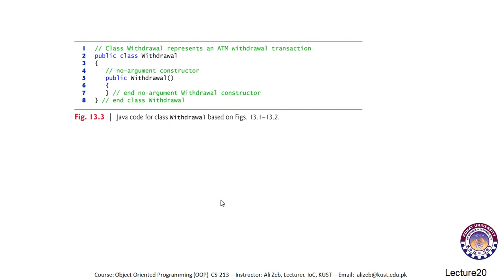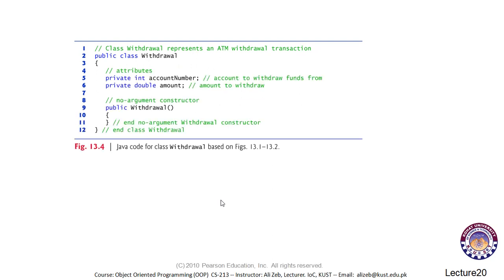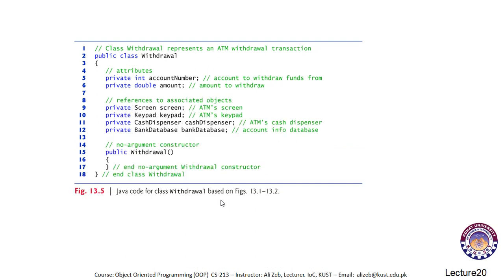So this is an initial structure of our public class, our class Withdrawal, with the no-argument constructor. This can be the initial shape of the class. Then in the next stage we add our instance variables to the class, followed by the references to the other classes that this class might have.